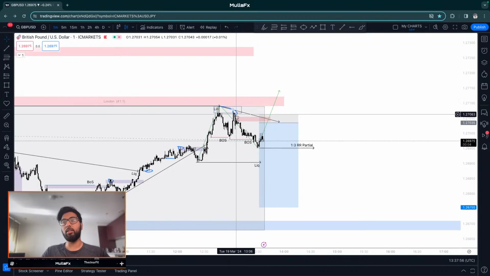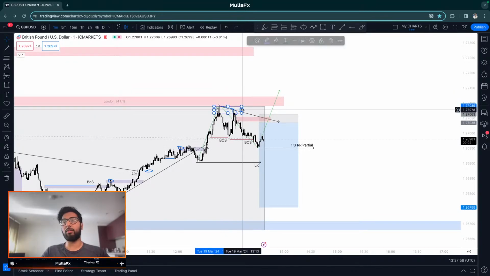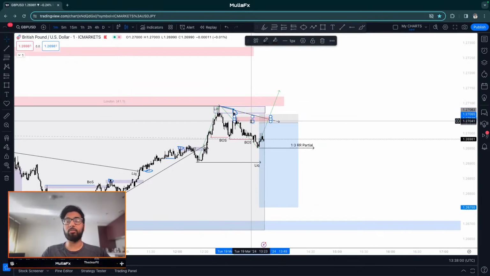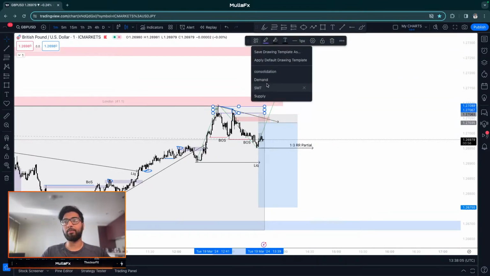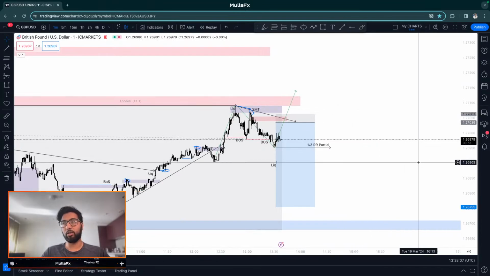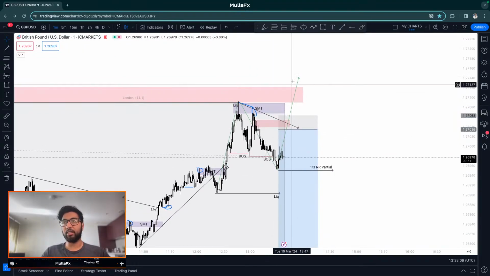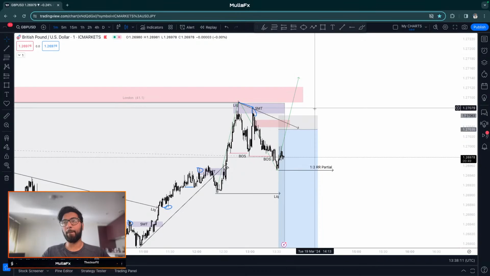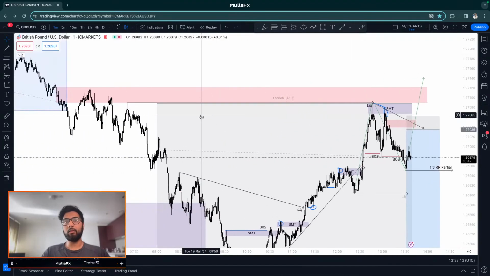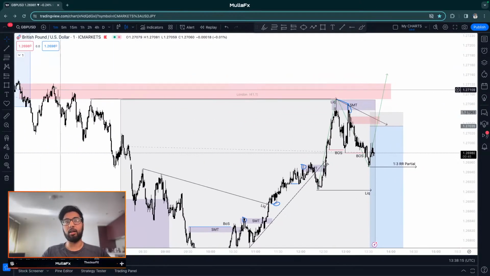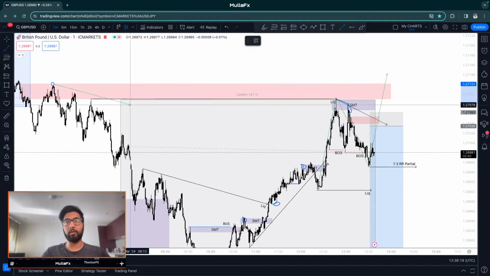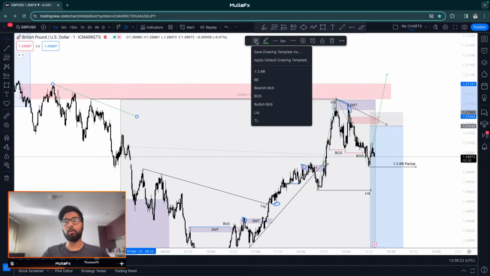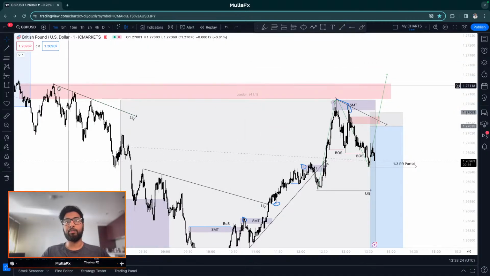What I would love to see is all these sellers get stopped out. That's something I would love to see. That would give me lovely confirmations that this is just a smart money trap, and actually the real entry is over here. That will give me that real entry, because you can see we had a run of liquidity over here, right? Nice run of liquidity over here, right?